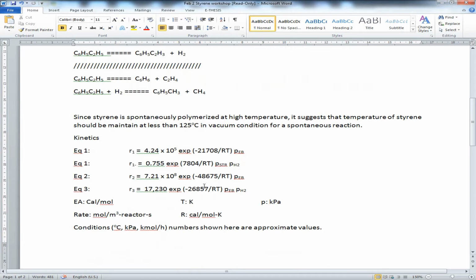By this handout, I would like to remind you of the units used in the rate expressions here. For example, the activation energy has the unit of calorie per mole, temperature in Rankine, pressure or partial pressure in kilopascal, and of course the reaction rate is in mole per cubic meter per second.